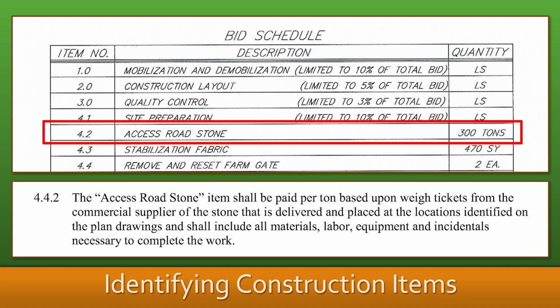For this example, access road stone will be paid in full by the ton based on weight tickets from a commercial supplier, and the cost includes delivery, placement, labor, equipment, and incidentals necessary to complete the work. The inspector will need to validate the tonnages by using the commercial weight tickets and document that the stone was used in the planned manner and location on site before payment can be authorized.